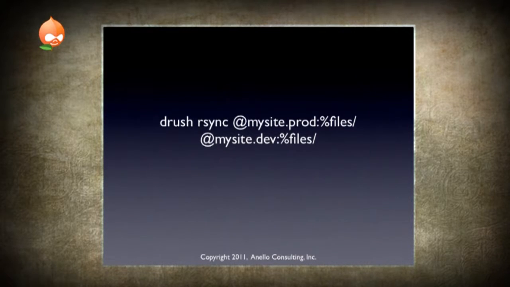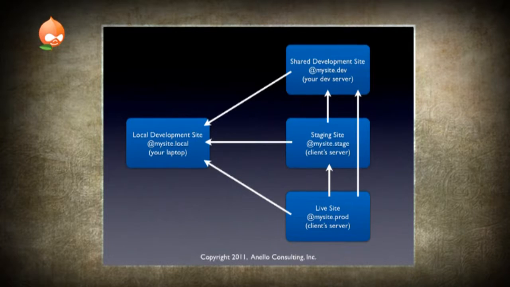Okay. All right. So, now what can we do? Well, now we can move stuff around wherever we want. Normally, you're going downstream. We run from your live site to everywhere else. From your staging site to everywhere except live. From your shared development only to your local development. And you're almost never pushing this up. But how can we enforce that?